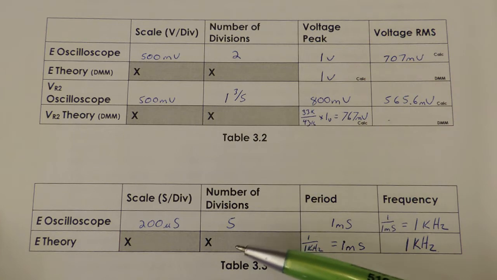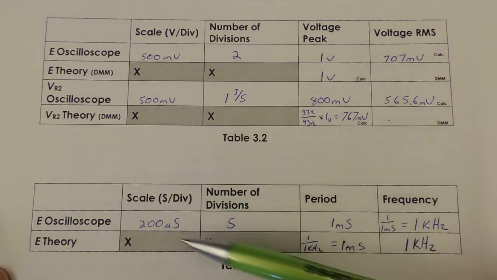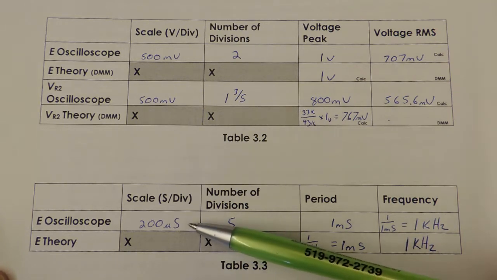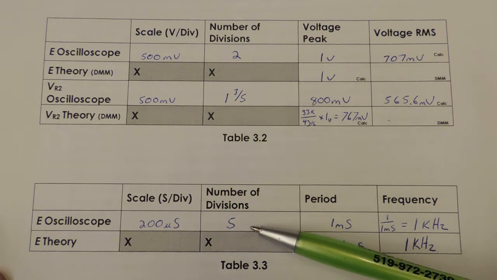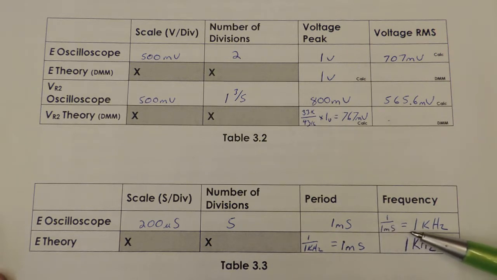On table 3.3, you'll notice the scale is seconds per division, so we're actually talking about time on this particular table. The scale was set to 200 microseconds. The waveform covered 5 divisions, so 5 times 200 microseconds gives us a period of 1 millisecond. Frequency is equal to 1 over the period, so 1 over 1 millisecond equals 1 kilohertz.